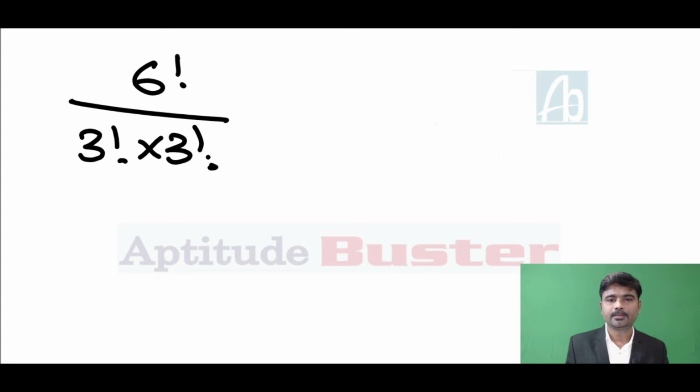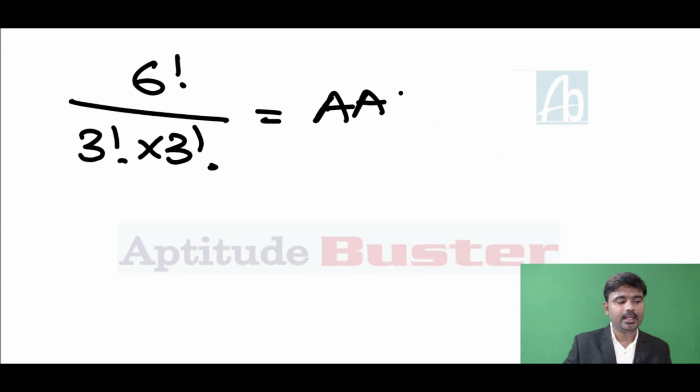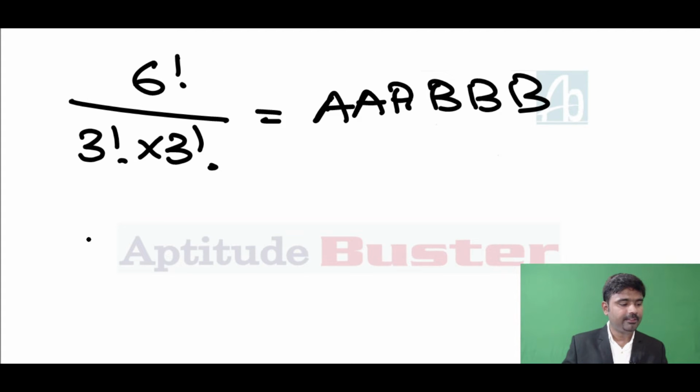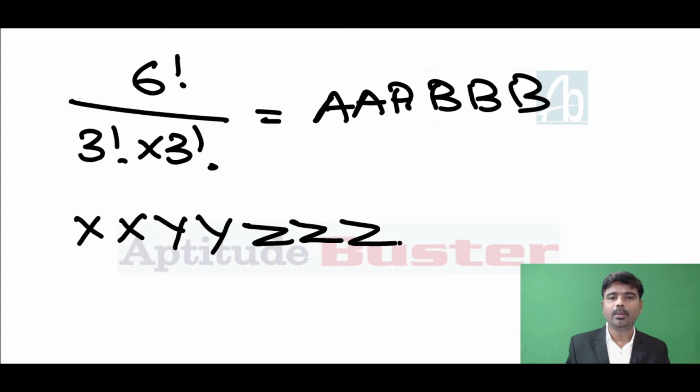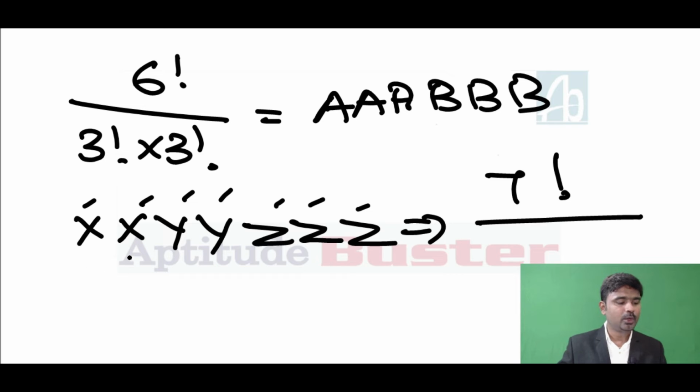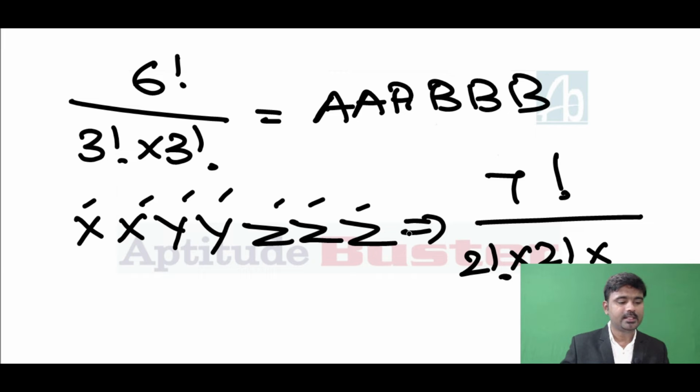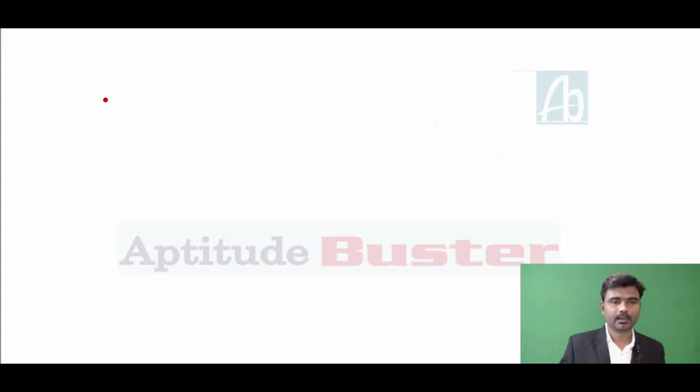Can you write letters? So in this case 6 letters are given. In that 3 letters are same and one more 3 letters are same. For example, this can be written as A, A, A, B, B, B. If I write X, X, Y, Y, Z, Z, Z, how many ways can this be arranged? 1, 2, 3, 4, 5, 6, 7. This can be arranged 7 factorial ways divided by 2 X's are same, 2 factorial, 2 Y's are same, 2 factorial, 3 Z's are same, 3 factorial. That's the answer.